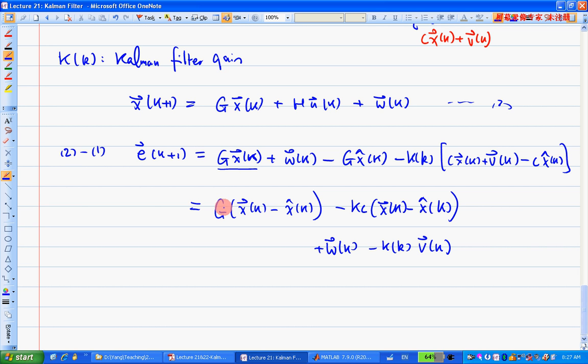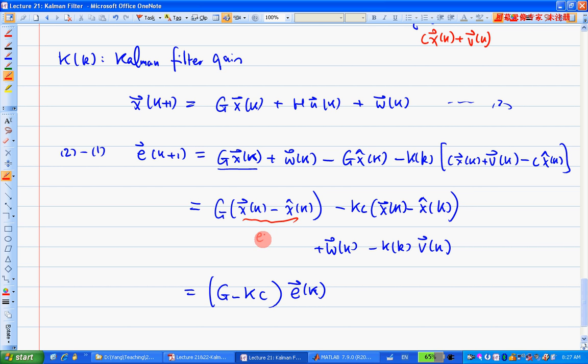So these two terms, the g x and the K c x, can be written as g minus K c. And x of k minus x hat of k, according to our definition, is e of k.